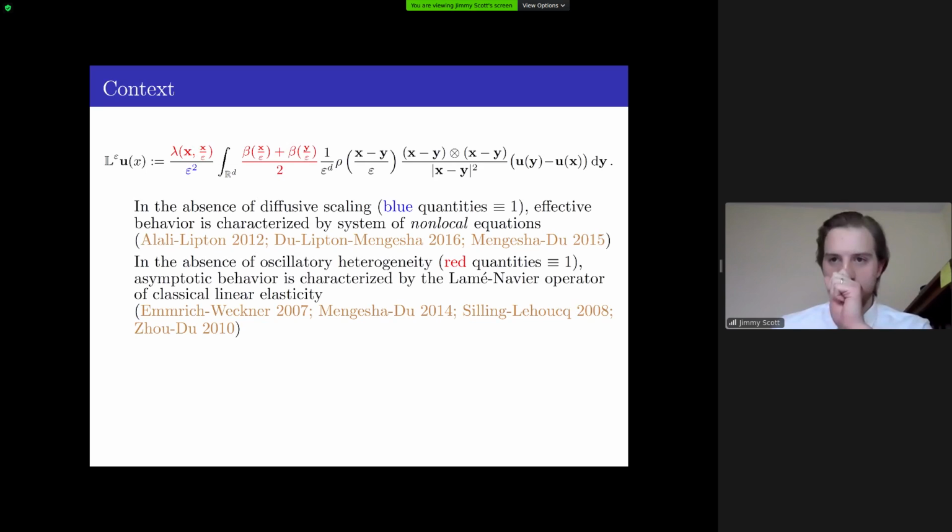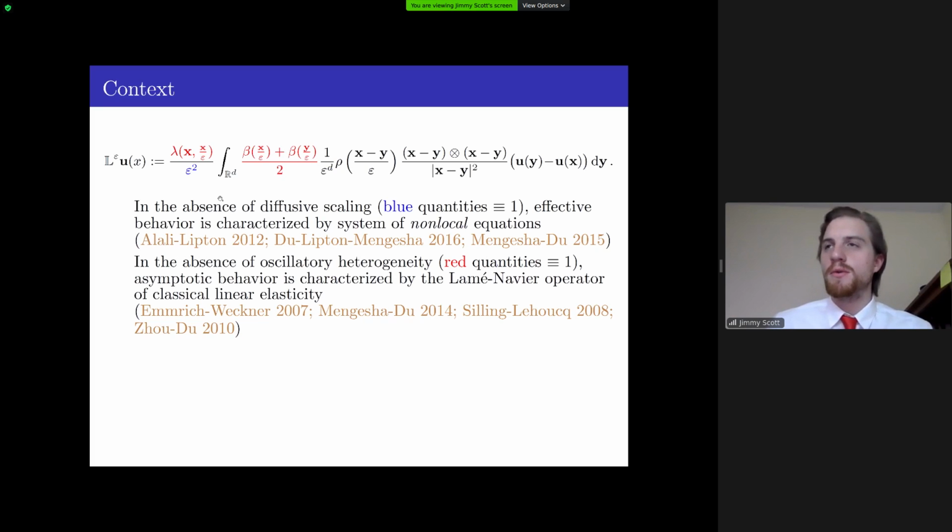So let me just say a little bit more about the scaling in epsilon. In the absence of diffusive scaling, that is, if there's no epsilon squared here, the effective behavior can be seen to be characterized by a system of non-local equations. So you have some effective non-local equations.